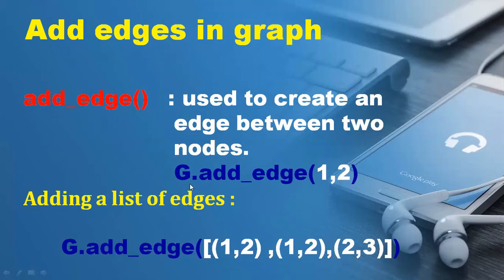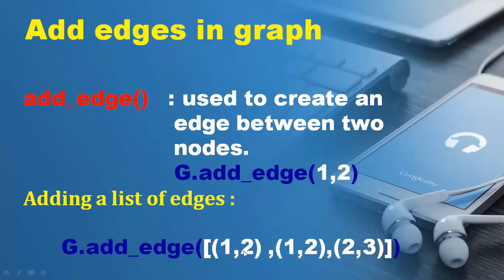So G dot add edge, and in this we write the two nodes between which we have to create the edge. So the edge will be created between 1 and 2. Now the next thing is, if we want to add a list of edges, so if more than one edge is to be added, then we can pass it in a list.